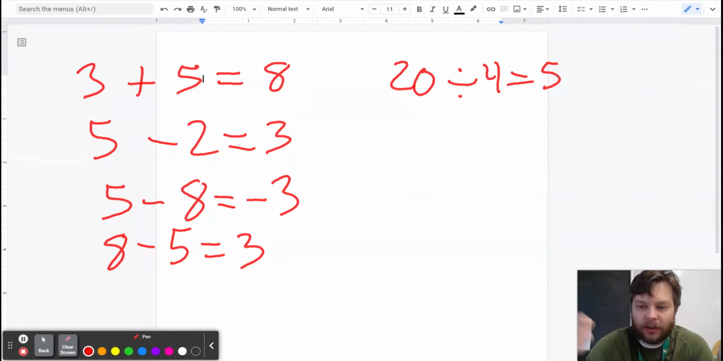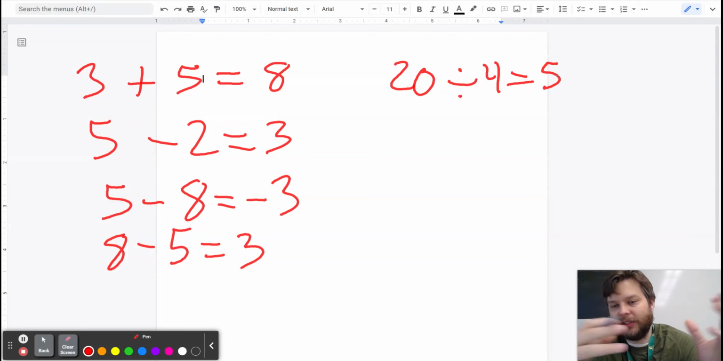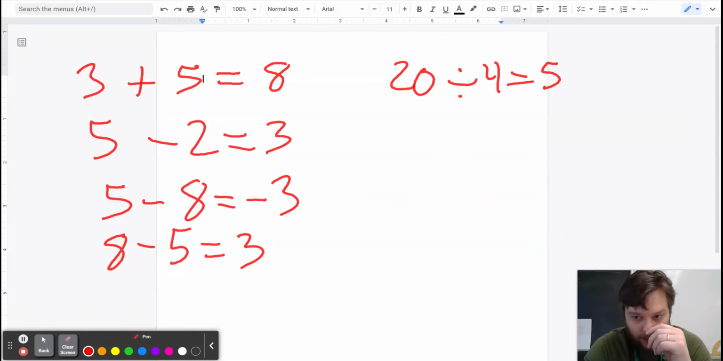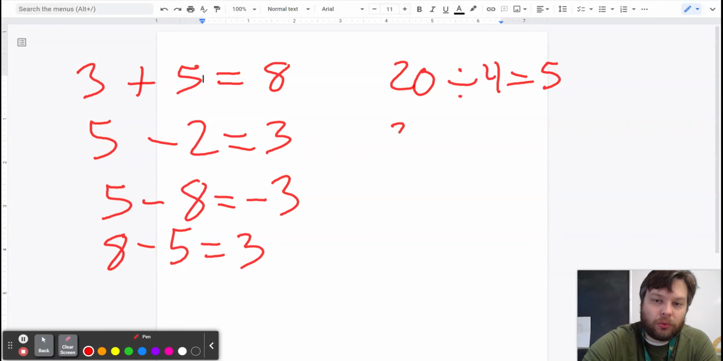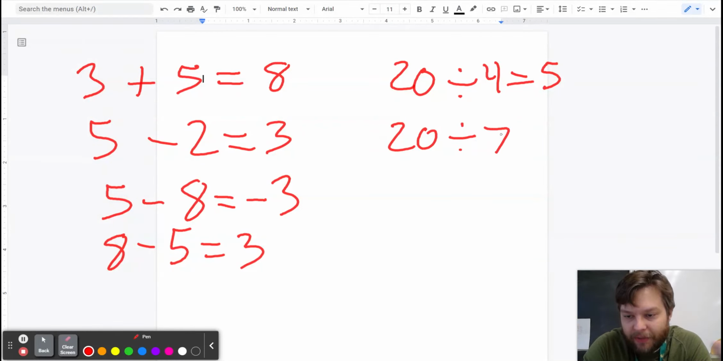We use that sort of language of something fitting into something else. How many times does 4 fit into 20? Well, if I asked you to do 20 divided by 7, at some point in your life, you probably said, well, 7 doesn't go into 20. It doesn't go into it evenly.